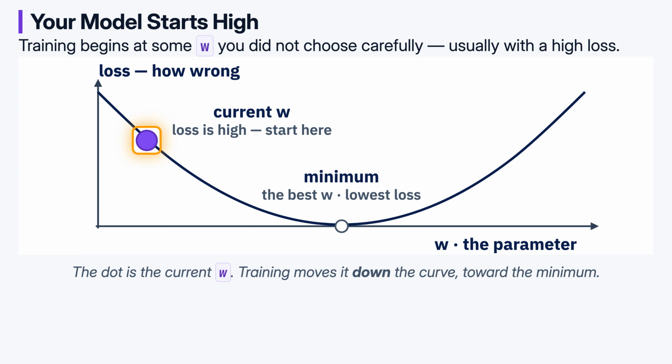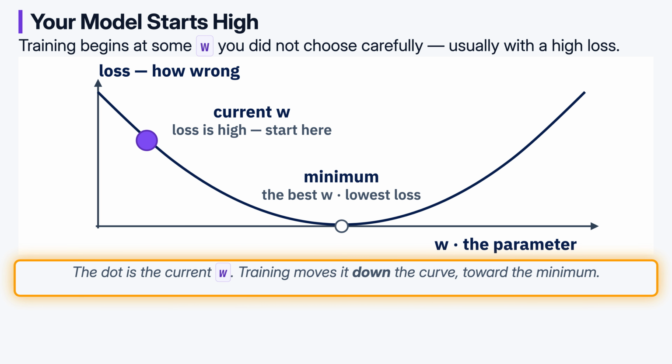When training begins, W is just some starting value you didn't pick carefully. So the dot lands here, high on the side of the bowl. High on the curve means a high loss. The model is quite wrong at this W, and that's completely normal at the start. The whole job of training is to walk this dot down the curve, toward the minimum. That same walk is the next video. Today we just build the number it's walking on.